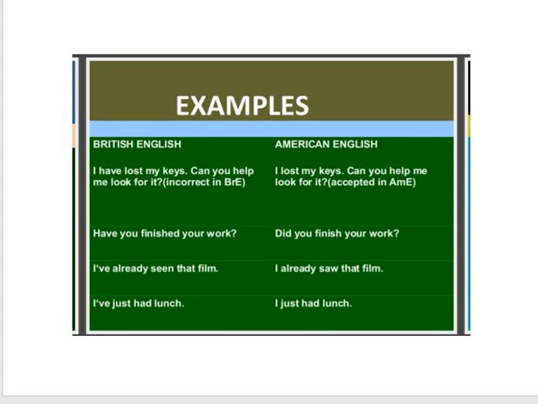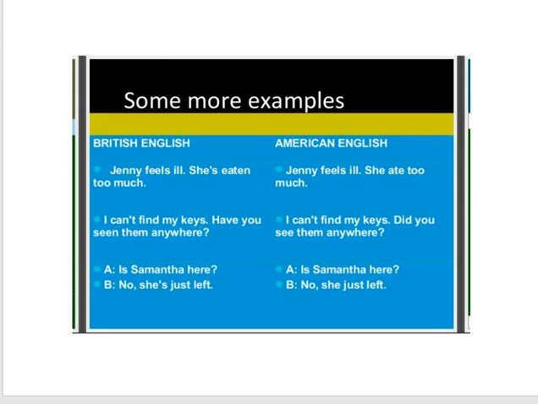In British: I have already seen that film. And on the other side: I already saw that film. And the next example: I have just had lunch. On the other side: I just had lunch. These are the American English forms. Here are some more examples. British: Jenny feels ill. She has eaten too much. America: Jenny feels ill. She ate too much.